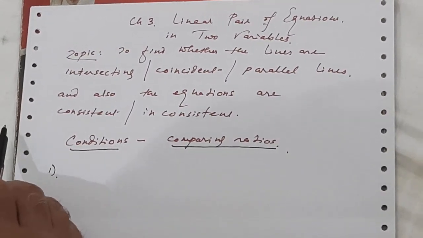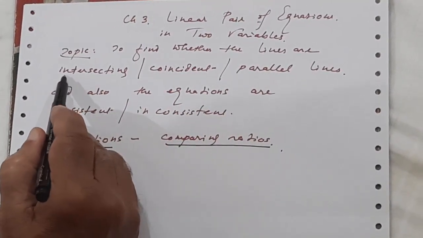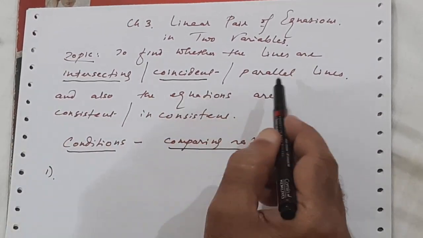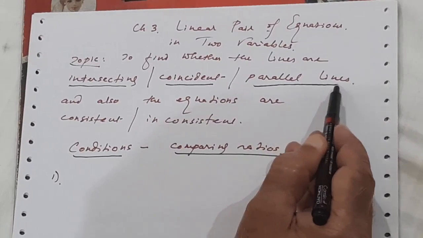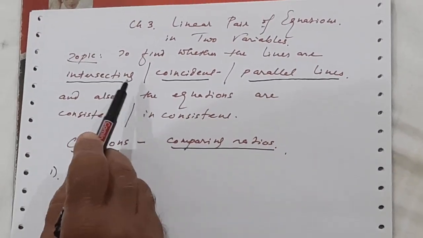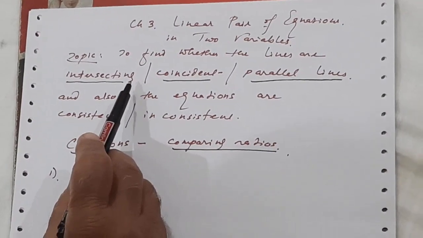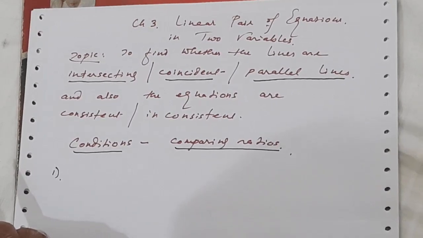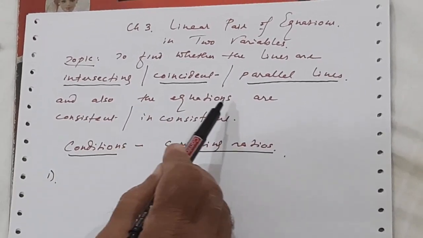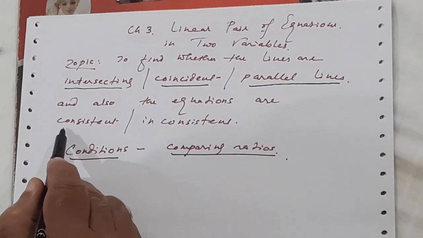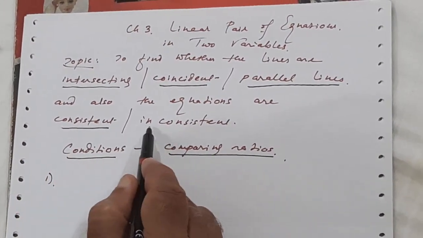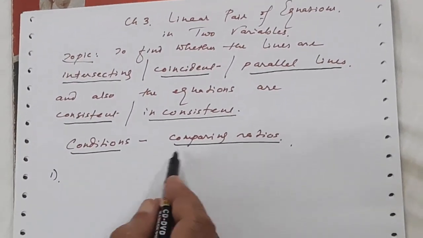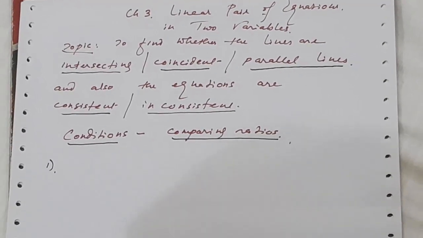Today's topic is to find whether the lines are intersecting, coincident, or parallel. This topic we have already covered by graph. Now we are going to see it without doing the graph, and also we can decide whether the equations are consistent or inconsistent. So there are three conditions, and these conditions are of comparing ratios.